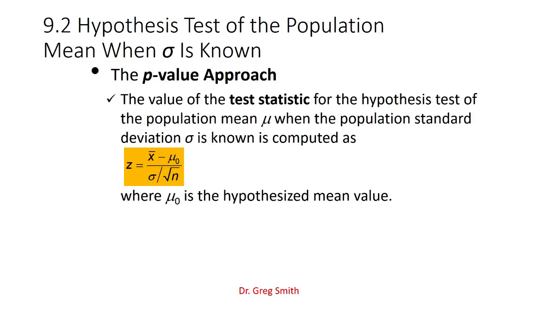So how do we do it? Well, you're going to be given information. When you use the information, you'll be able to create a statistic, and that statistic, when we know sigma, is z.